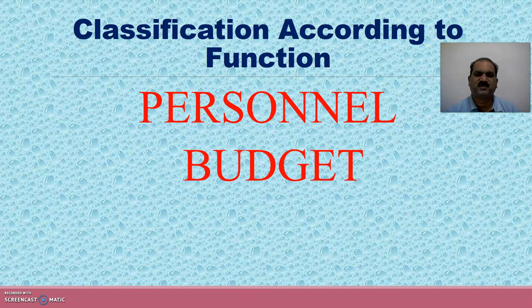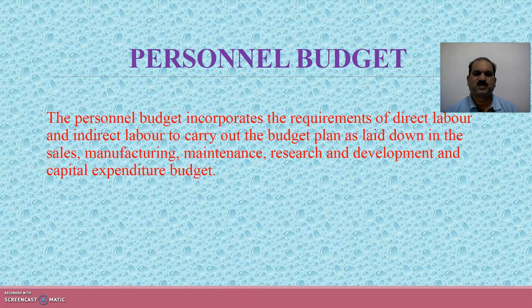Now let's see classification according to the function of personnel budget. So, what is personnel budget? The personnel budget incorporates the requirements of direct labor and indirect labor to carry out the budget plan as laid down in the sales, manufacturing, maintenance, research and development and capital expenditure budget. Personnel department is also known as HR, that is Human Relations Department. The word personnel, P-E-R-S-O-N-A-L, is singular, whereas personnel is the plural.